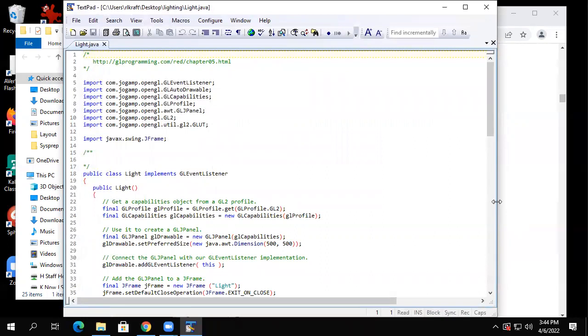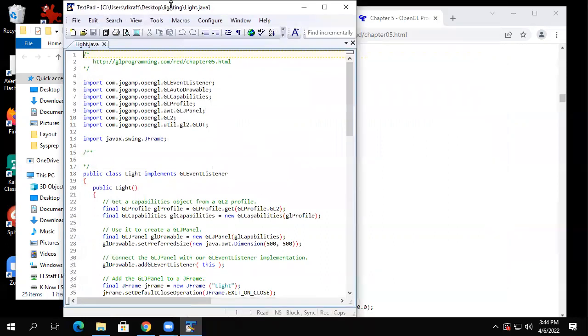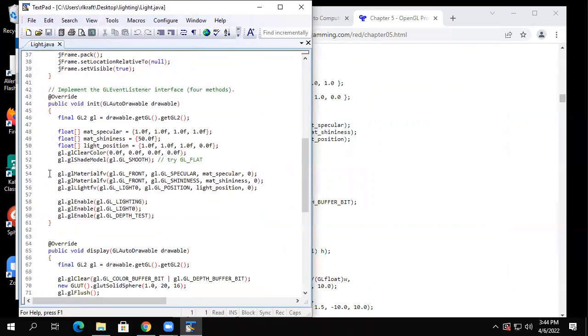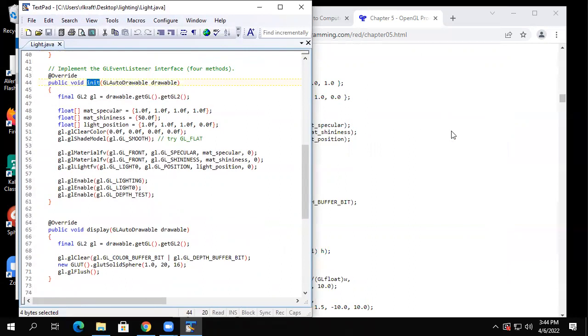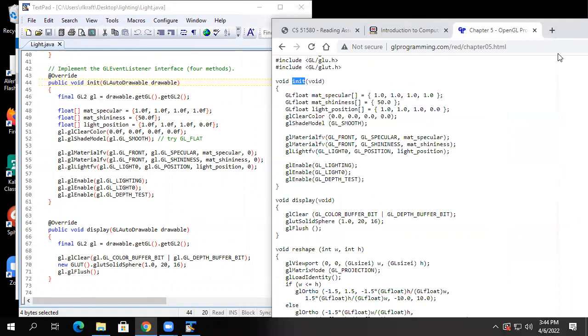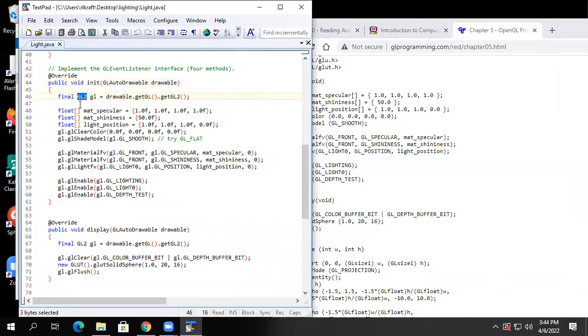Remember, Joggle is, for the most part, just a one-to-one translation of C into Java functions. So, for example, here's the init function in C, and on the left is the Java. Not much different. In Java, you create an instance of this GL2 object. That's the object that holds all the Java translations of the C functions. So you create an instance of that object.